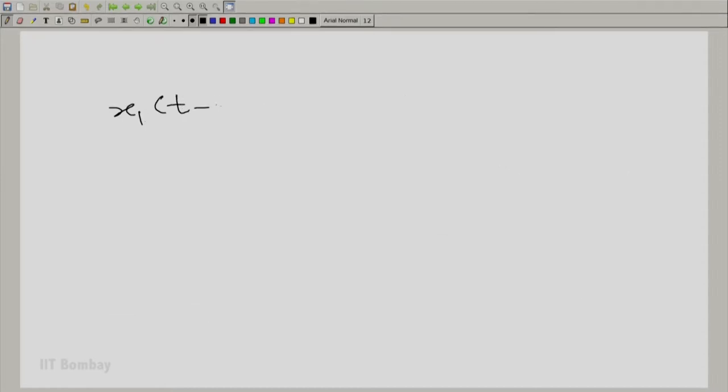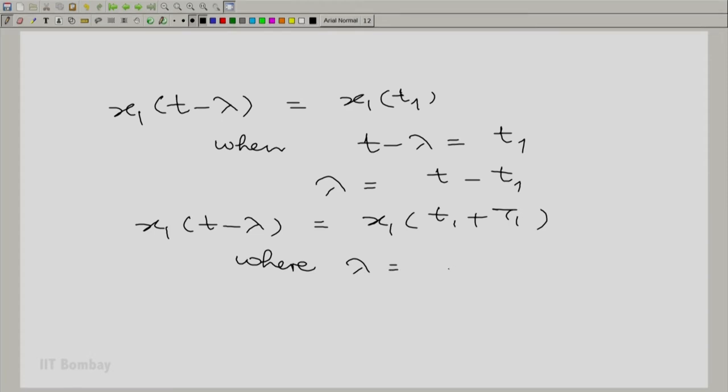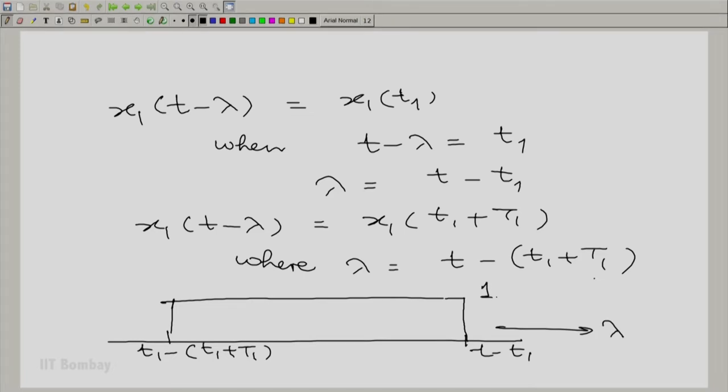You see, x1 t minus lambda is equal to x1 of t1 when t minus lambda is equal to t1. And of course, similarly, x1 t minus lambda is equal to x1 of t1 plus capital T1, where lambda is equal to t minus t1 plus capital T1. And of course, t1 plus capital T1 is more than t1. So, this point will occur before. So, this is the situation that we have: t minus t1 and t minus t1 plus capital T1. And we put the pulse in between. We have agreed the pulse has a height of 1. We do not want to complicate too many things at once.